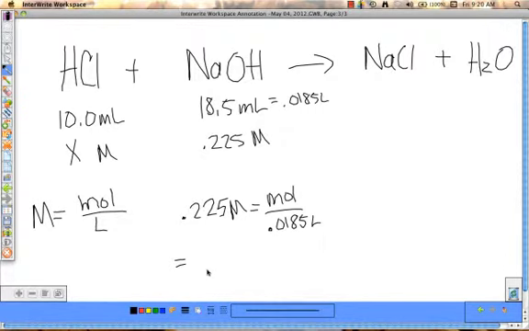What is that? Does someone have their calculator out? What is it? And that is moles of NaOH. It sounded like 0.085 back here.